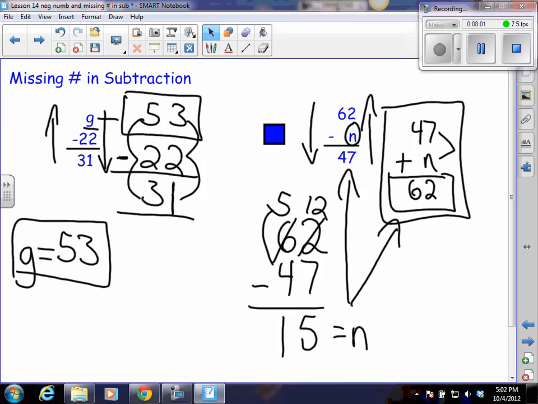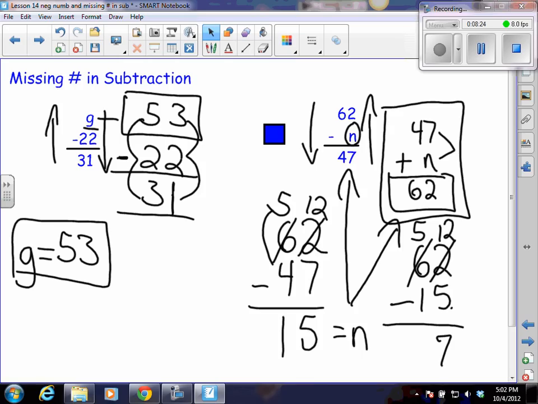All right, I'm going to go back to the original problem. And I'm going to go 62 minus 15, and that should get me 47. And so 2 can't go into the 5, so I'm going to borrow from the 6 again, and I'm going to get a 5. And this 2 becomes a 12. So 12 minus this 5 is going to give us a 7, and 5 minus 1 is going to get us a 4. And so by checking my work, I see that 15 is definitely equal to n.